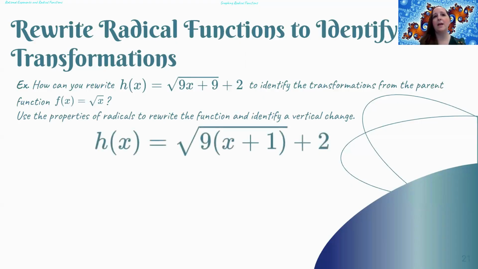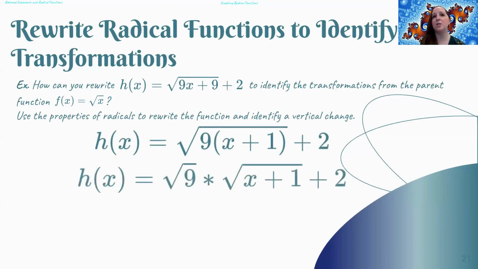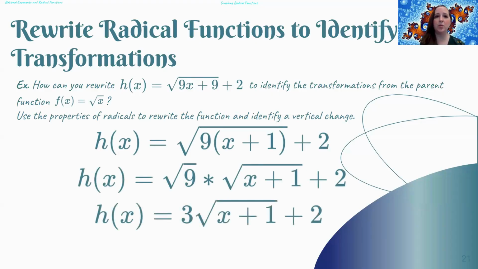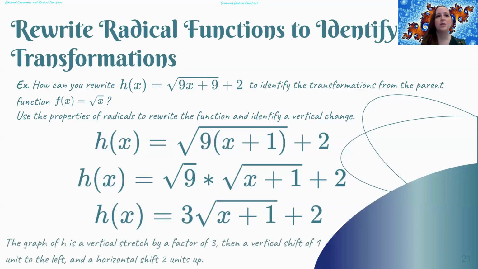Okay. And then I can rewrite that as the square root of 9 times the square root of x plus 1. I know that the square root of 9 equals 3. So I'm left with 3 square root of x plus 1, plus 2. Well, that 3 out in front is now telling me that it's a factor of 3. So that's that vertical change. My horizontal and vertical translations are going to remain the same. Okay. So it's stretched by a factor of 3. It has a horizontal shift of 1 to the left and a vertical shift of 2 up.